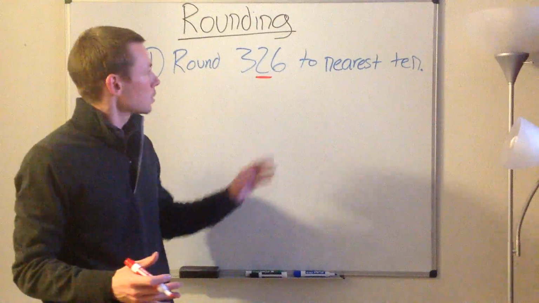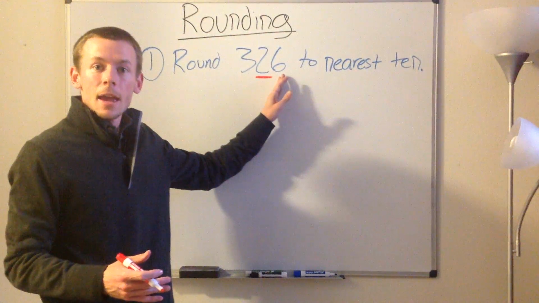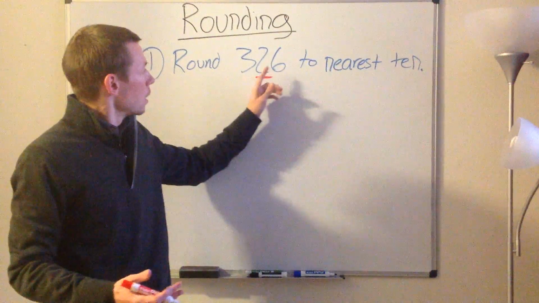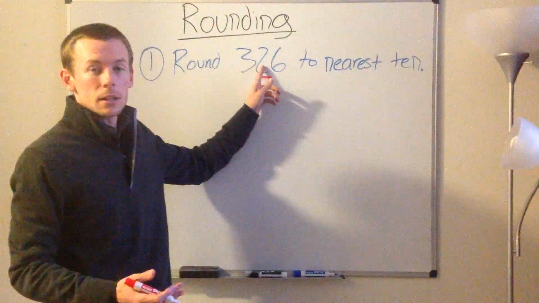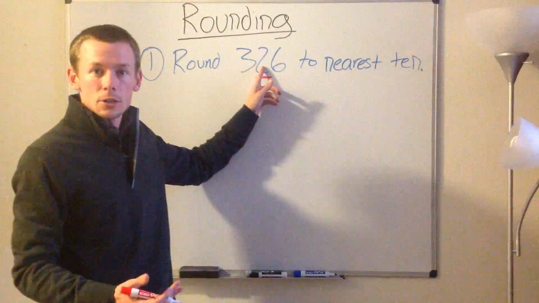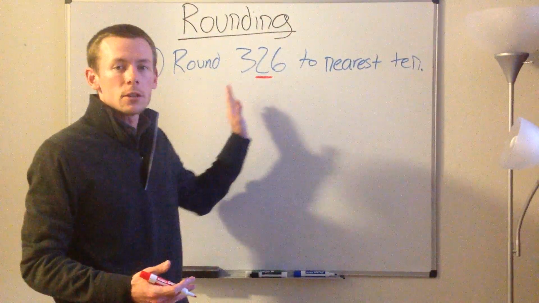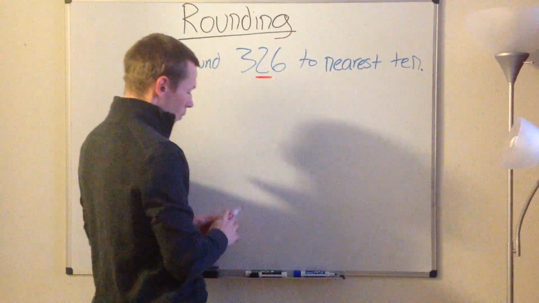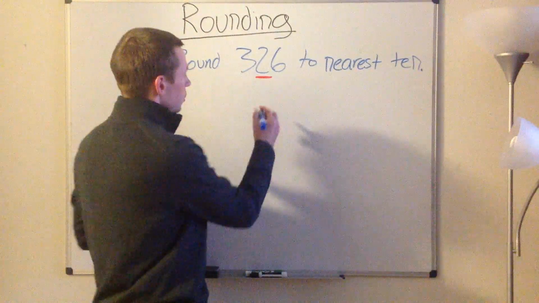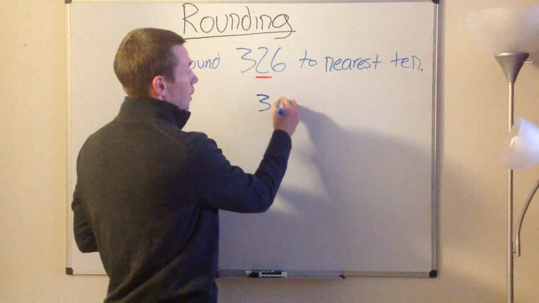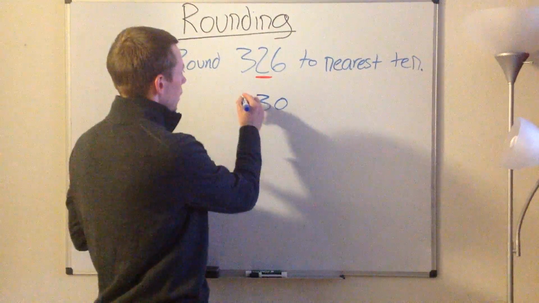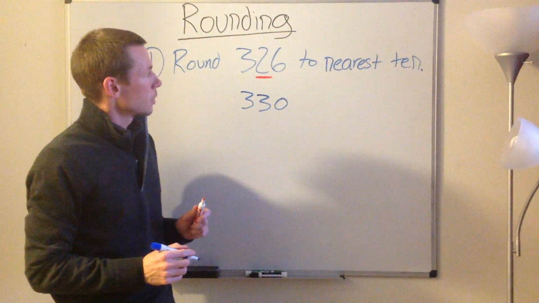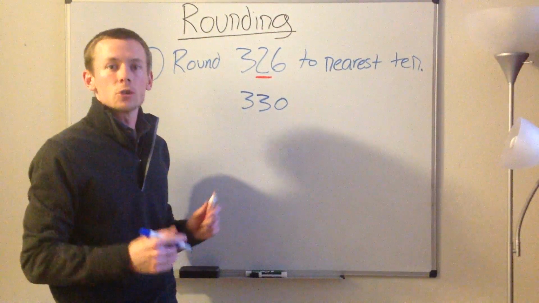Next thing you want to do is look to the number to the right, and if that digit is 5 or bigger, you round this digit up to the next digit. Okay? And then everything to the right becomes 0. So since this is 5 or bigger, I'm going to round the 2 up to a 3. Everything to the right will be 0, and then everything to the left remains the same. So 326 rounded to the nearest 10 becomes 330.